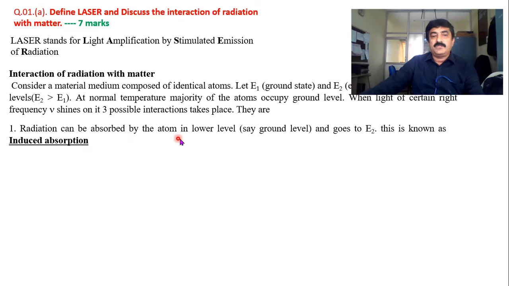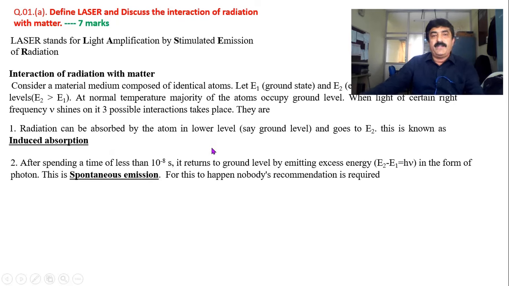Radiation can be absorbed by the atoms in the ground state. This is nothing but induced absorption, and this induced absorption depends on the number of atoms. Next, after some time the atoms will go to the excited state, and after spending a time of 10 power minus 8 seconds, they will come down to the ground state spontaneously without anybody's support. Therefore, it is called spontaneous emission. During the process, h nu amount of energy is emitted.